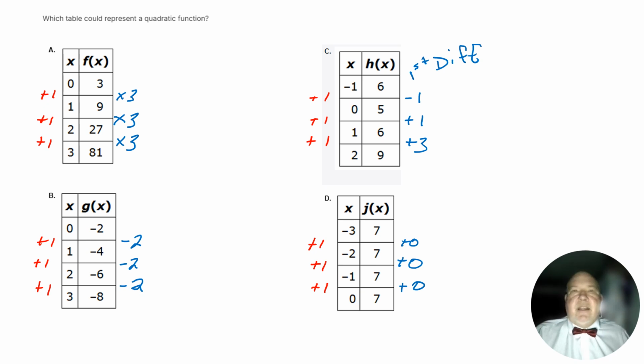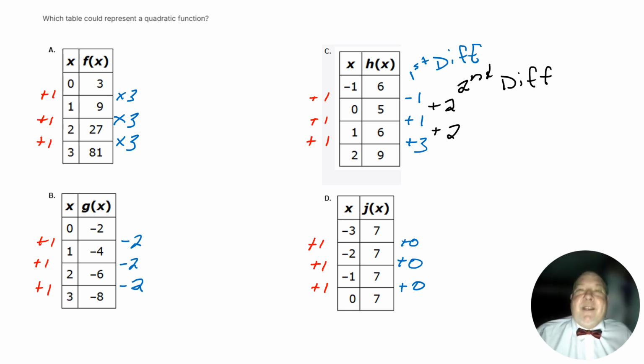Okay, well, now we just look at these. So we look at this change here from -1 to +1. That's a change of +2. And then from 1 to 3, that's a change of +2. So we've got something constant there, +2 here and +2 there. And this is called the second difference. Let's see if I can make a better F. That's a little better. I'm not an English teacher, sorry. So when we have a second difference that's constant, that is a quadratic function. So C is our quadratic function.